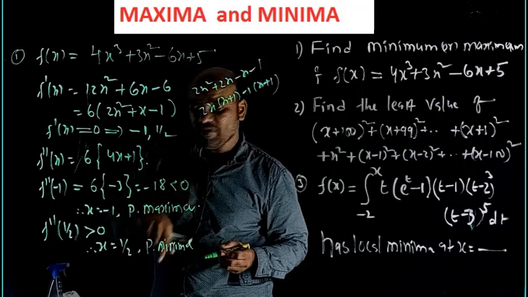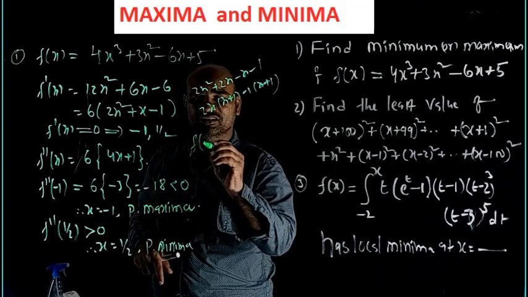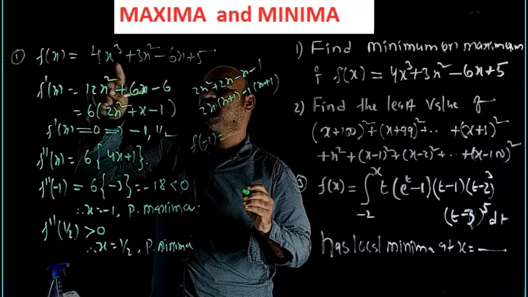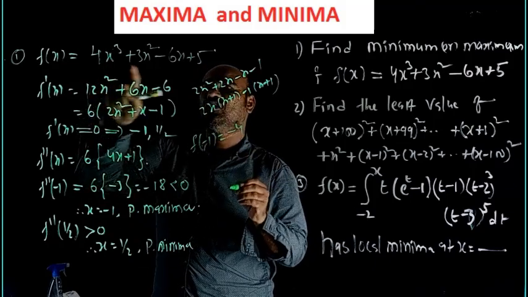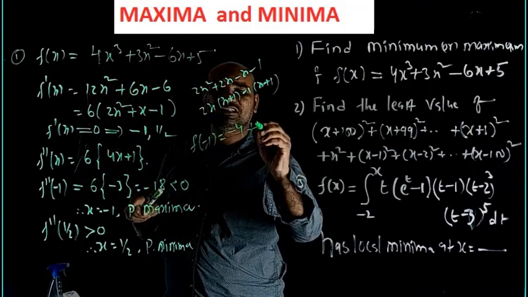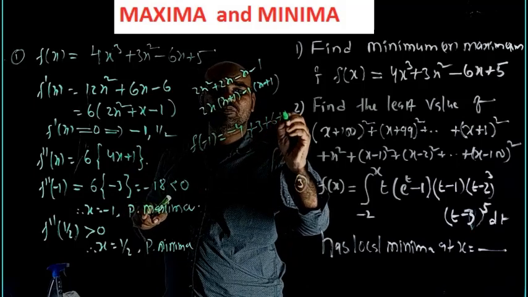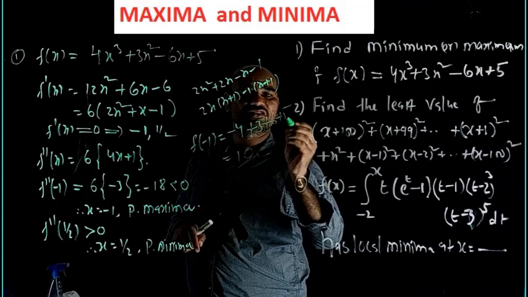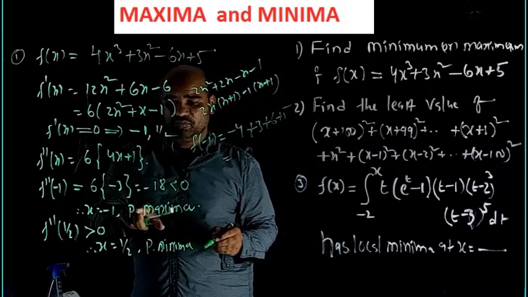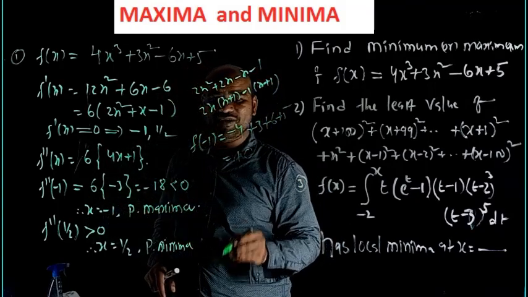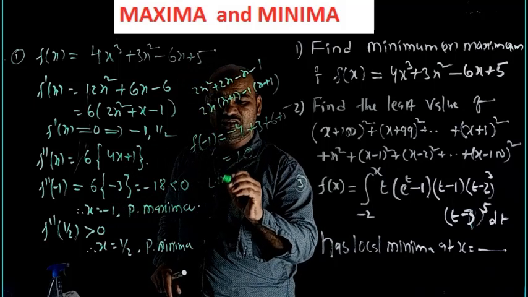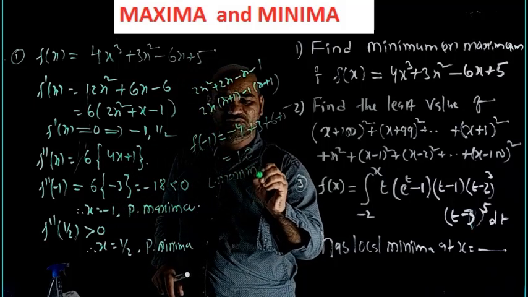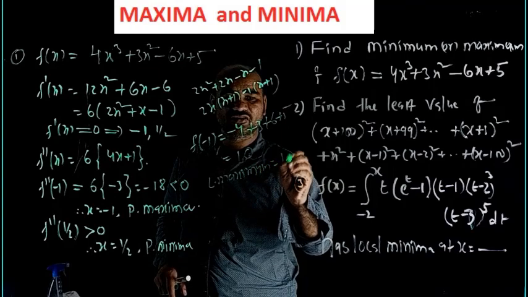Local maximum value means we should find f of minus 1. f of minus 1 is minus 4 plus 3 plus 6 plus 5, which is equal to 10. So the local maximum value is equal to 10.